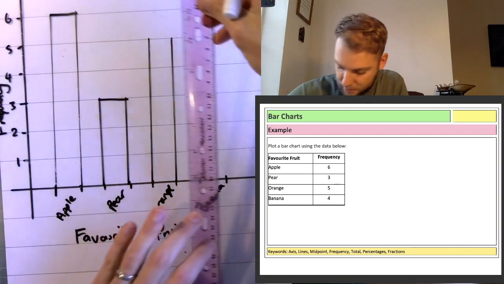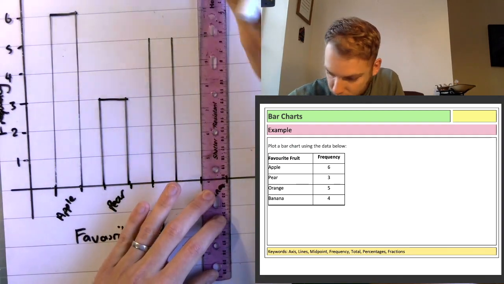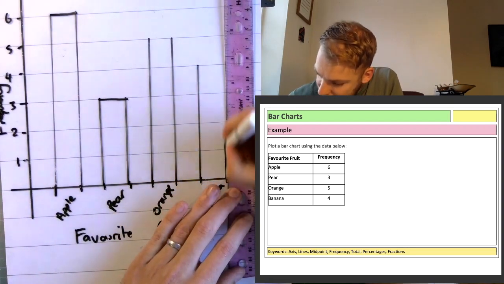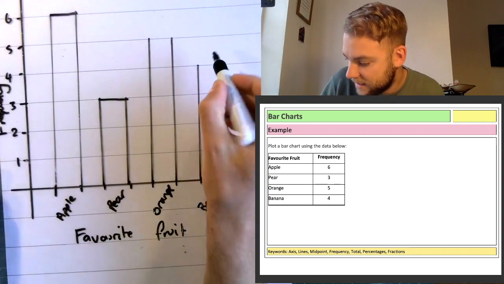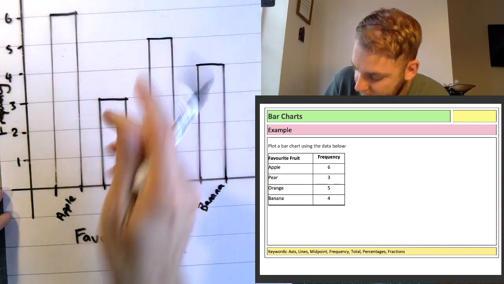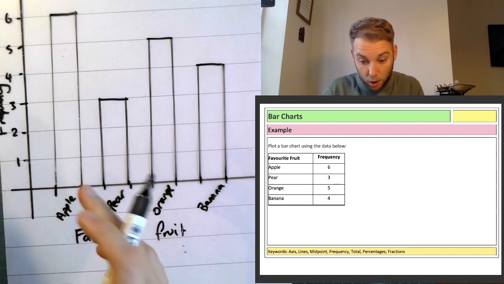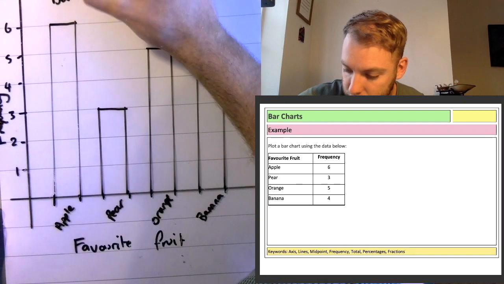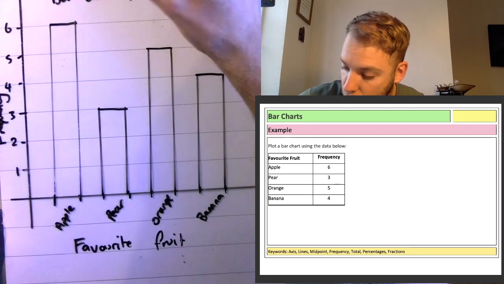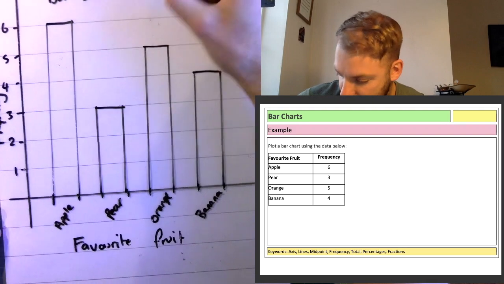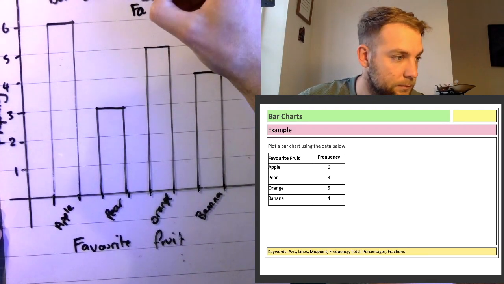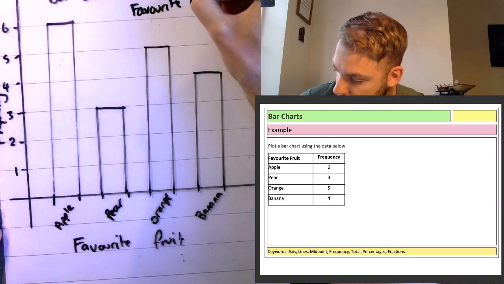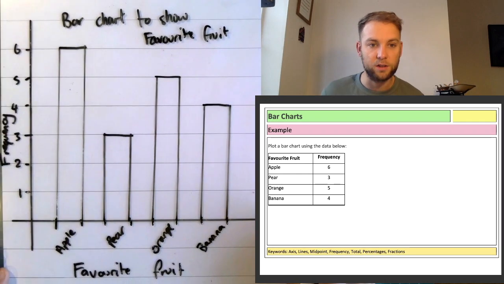Like so. And banana, which is 4. So notice how everything is evenly spaced. There are even amount of gaps in between it. I've got my axes. I do need a title as well. So this is a bar chart to show favourite fruit. Brilliant.